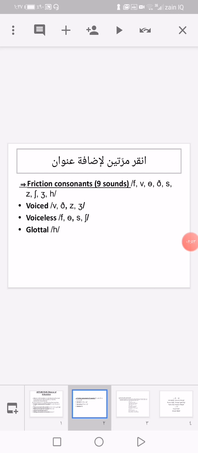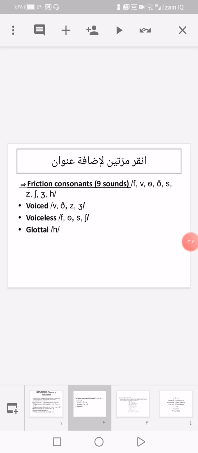Friction consonants are classified into 3 groups in accordance with their voicing property. Friction consonants, how many sounds do we have? 9 sounds: f, v, th, the, s, z, sh, j, and h.